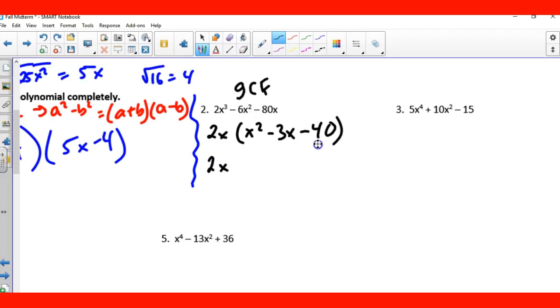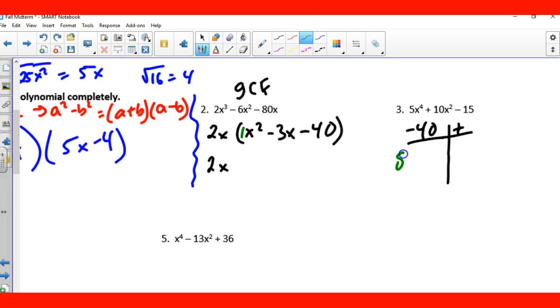Now, here, guys, you have to figure out what are two factors of negative 40 that will add to give me negative 3. See, the leading coefficient right here is 1. That's why we can do this, because the leading coefficient is 1. So again, I look at the negative 40. What are the factors of negative 40 that will add to give me negative 3?